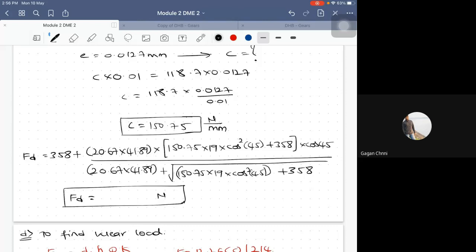How much is the value of FD? 10.8 kilonewton. Okay, I will take that value. It is 10.8 kilonewton. Just check the value whether it is right. Everyone is getting the same value, because in the notes whatever I have, it's a different value. Just check the value.